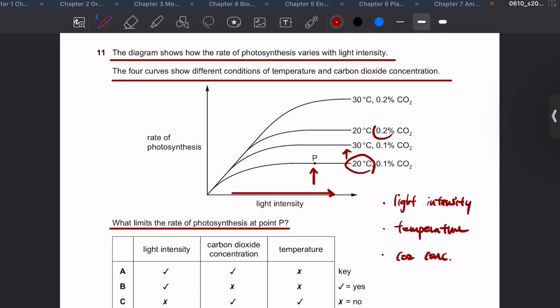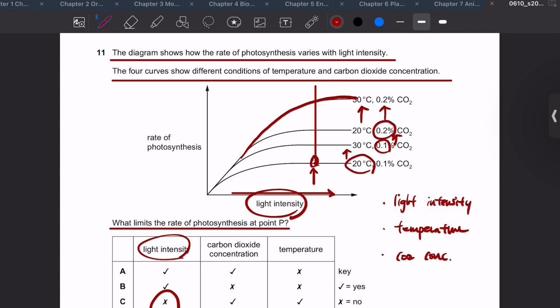And if the concentration is increased from 0.1 to 0.2, you can see that the rate of photosynthesis is increasing. And if both temperature and concentration get increased, the rate of photosynthesis also increases to the same level. So at P, the increase or decrease in light intensity is doing nothing. So the light intensity is not the limiting factor at P.